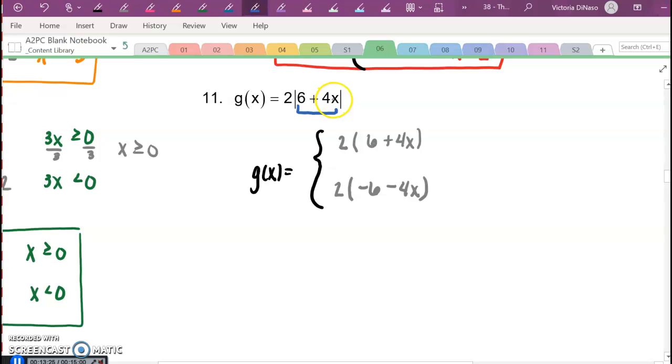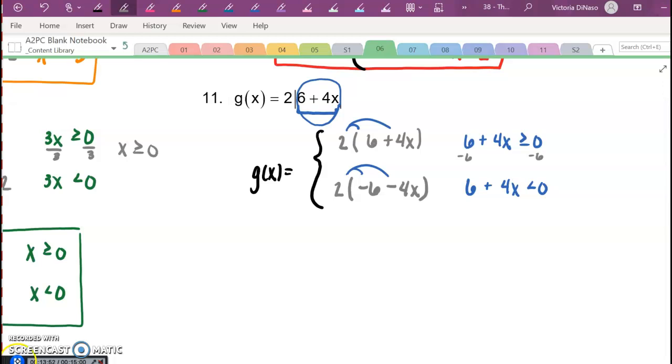After that, we're only putting what's inside of the absolute value for our inequality. So we're going to write 6 plus 4x greater than or equal to 0, and then we have 6 plus 4x less than 0. Go ahead and pause the screen. So you're going to distribute right here. You're going to simplify, and then over here for the inequality, you're going to solve. So keep going and solve this problem out. I'm going to go ahead and pause my screen.